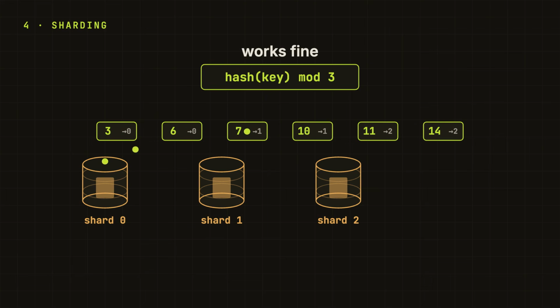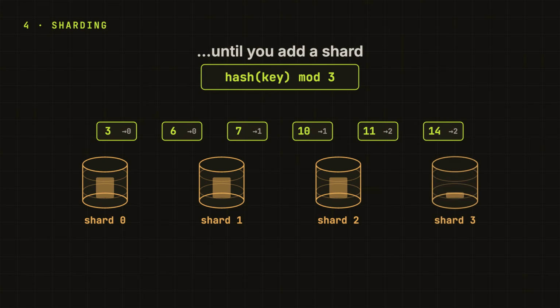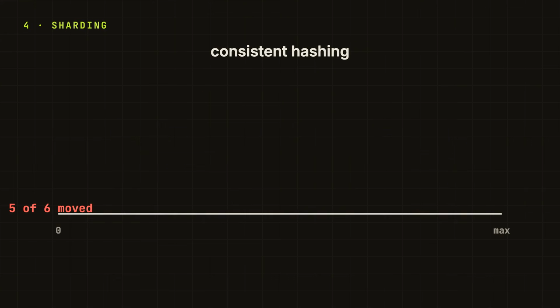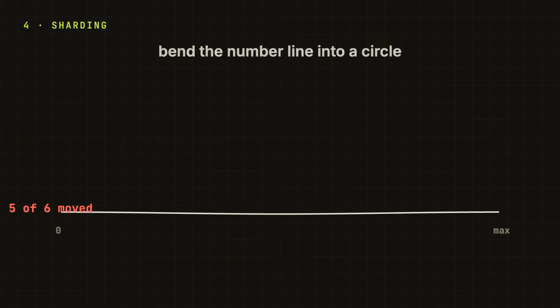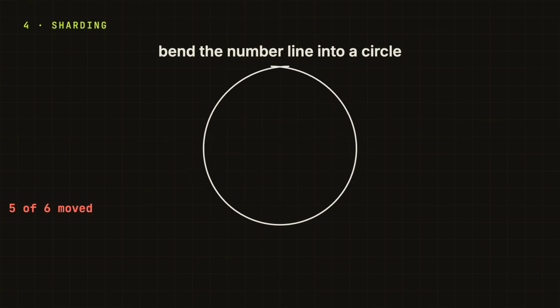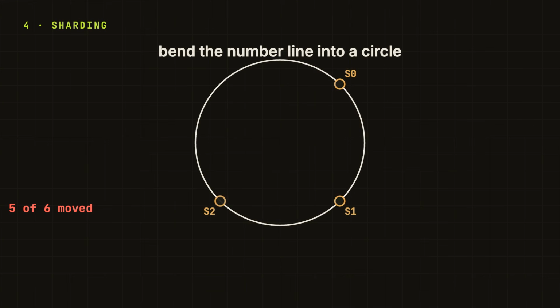That works fine until you add a new shard, because now the number of shards changed, so almost every key maps to a different shard than before, and you had to physically move nearly all your data. That is a disaster, and the classic fix is called consistent hashing. The idea at a high level: you arrange the shards in a circle or ring, and each key falls at a point on that ring and belongs to the next shard clockwise.